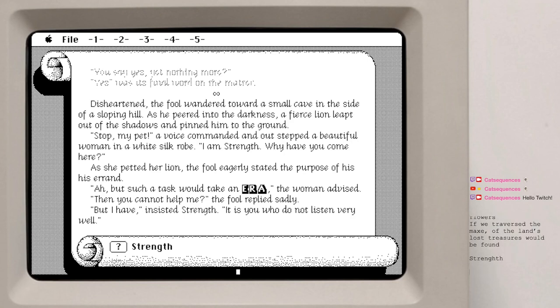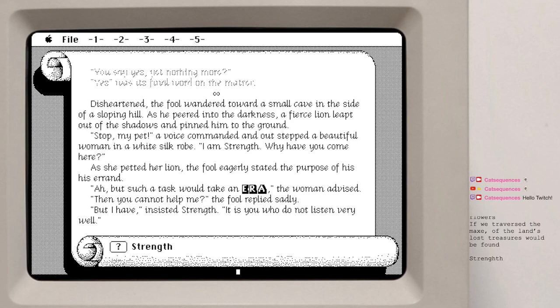Disheartened, the fool wandered toward a small cave in the side of a sloping hill. As he peered into the darkness, a fierce lion leapt out of the shadows and pinned him to the ground. "Stop, my pet," a voice commanded, and out stepped a beautiful woman in a white silk robe. "I am Strength. Why have you come here?" As she petted the lion, the fool eagerly stated the purpose of his errand. "Ah, but such a task would take an era," the woman advised. "Then you cannot help me?" the fool replied sadly. "But I have," insisted Strength. "It is you who do not listen very well."